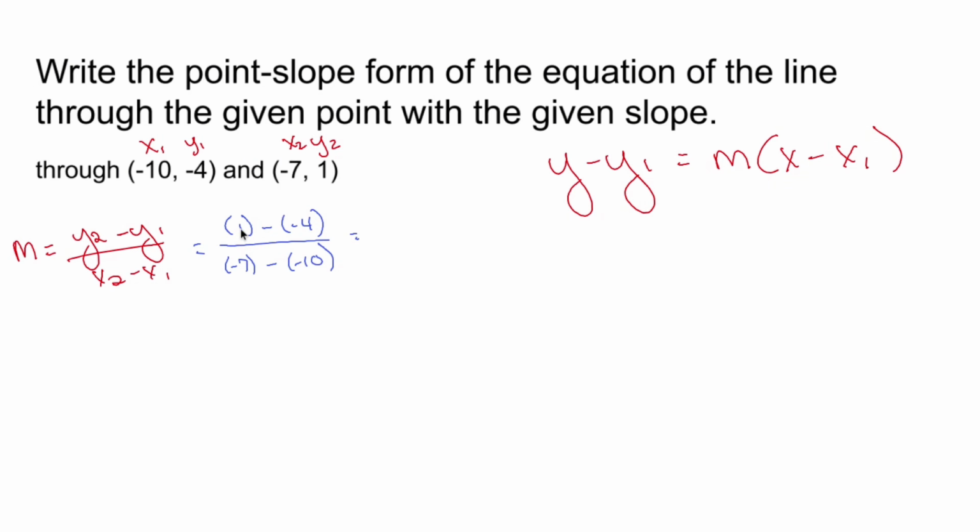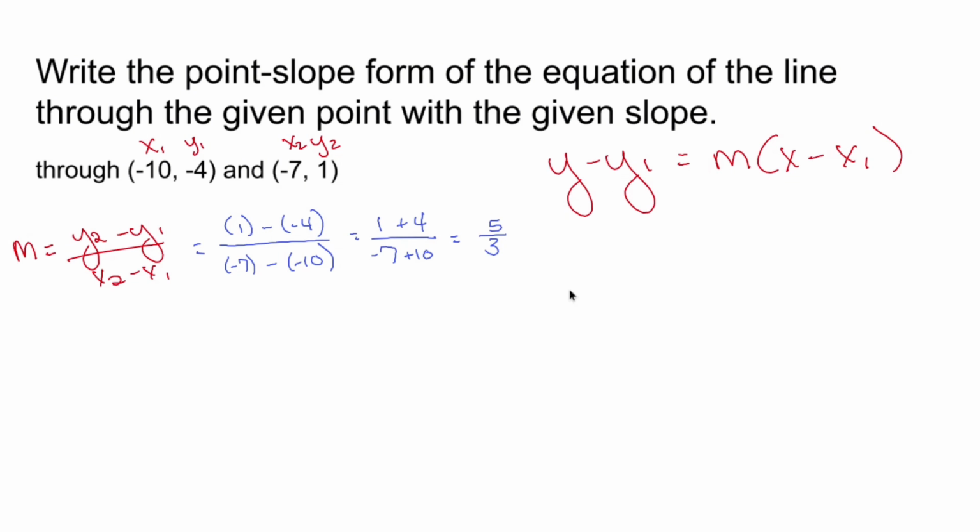So let's clean this up a little bit. 1 minus negative 4 is 1 plus positive 4, so let's say that. Negative 7 minus negative 10 is negative 7 plus positive 10, so let's write that out. 1 plus 4 is 5. Negative 7 plus 10, or 10 minus 7, is 3, and that's my slope. So what I have is a slope of m equals 5/3, and I have a point labeled. So now we have enough information to put it all together.